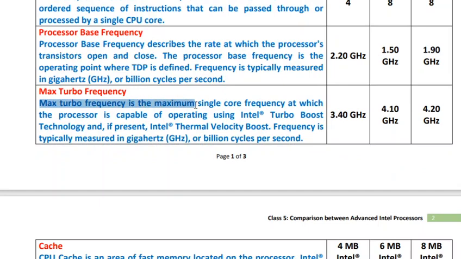Now, max turbo frequency. Max turbo frequency is the maximum single core frequency at which the processor is capable of operating using Intel Turbo Boost technology, and if present, the Intel Thermal Velocity Boost. Frequency, again, we know is measured in terms of hertz and it's often represented in terms of gigahertz, or billions of cycles per second.